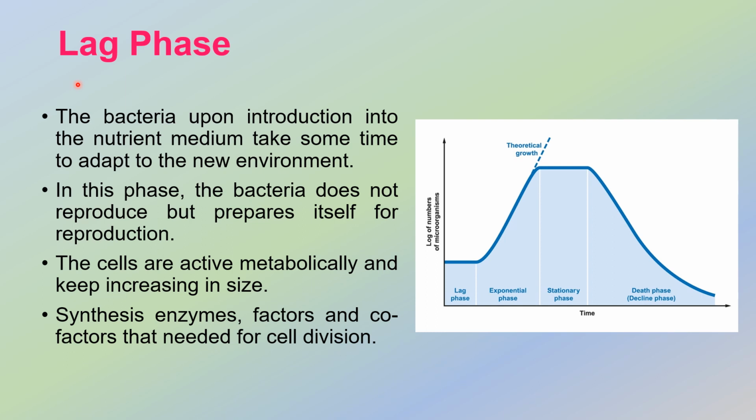This is the first phase of the bacterial growth curve. When the bacteria are inoculated, or placed into a new environment such as new media or new broth, which provides all the essential nutrients for the growth of bacteria, the bacteria don't start reproduction immediately after inoculation. Instead of reproduction, in the first phase the new cells are metabolically active, increase in cell size, and synthesize some enzymes, factors and cofactors needed for cell division under the new environmental condition. In this phase, the bacteria adapt themselves to the new growth condition.